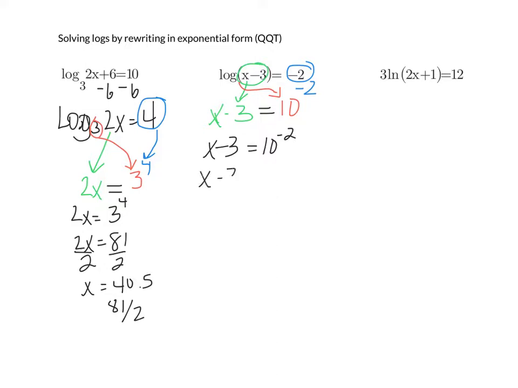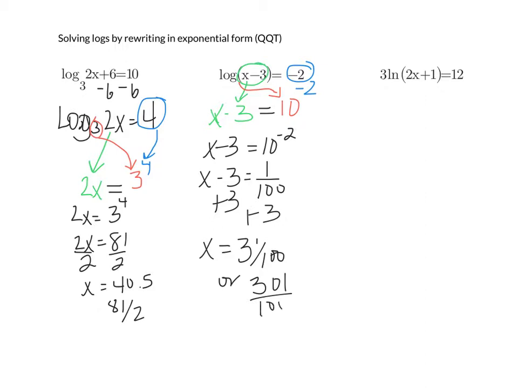And x minus 3 equals 1 over 100. And add my 3. So x equals 3 and 1/100th, or 301 over 100, or 3.01. So any of those would be acceptable answers.